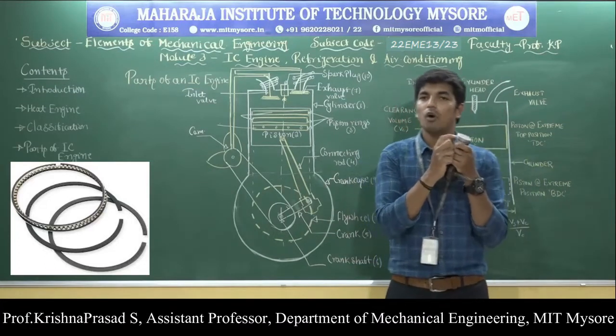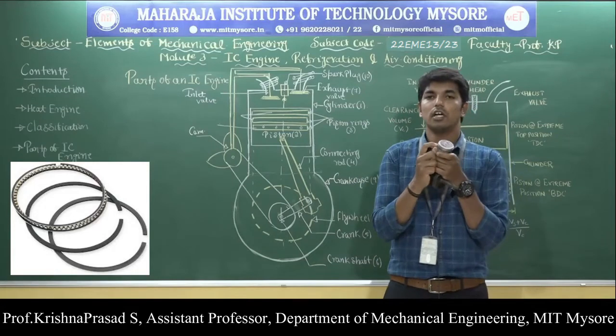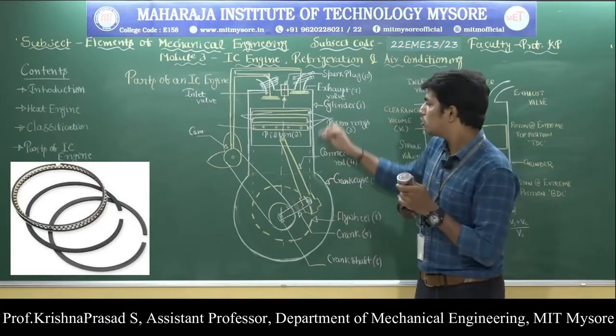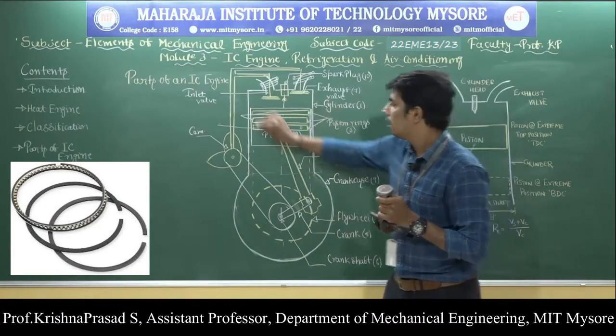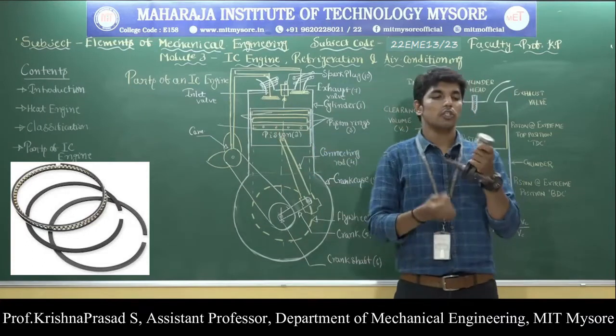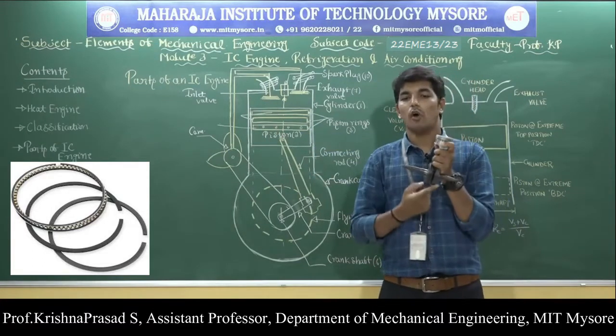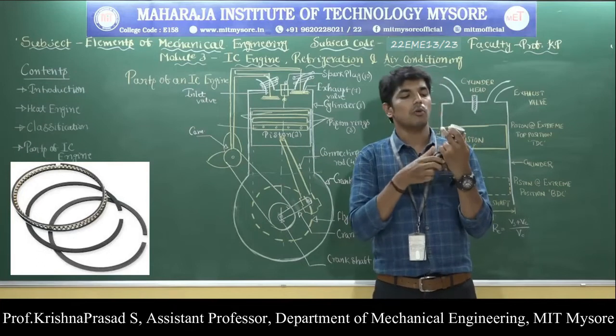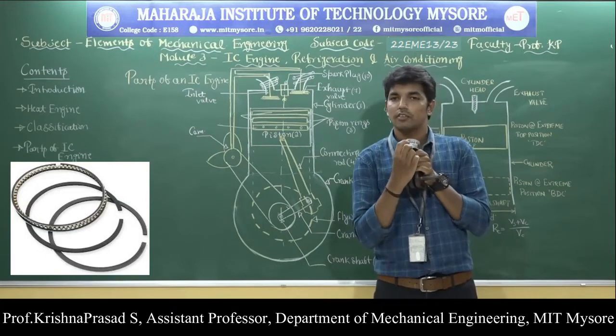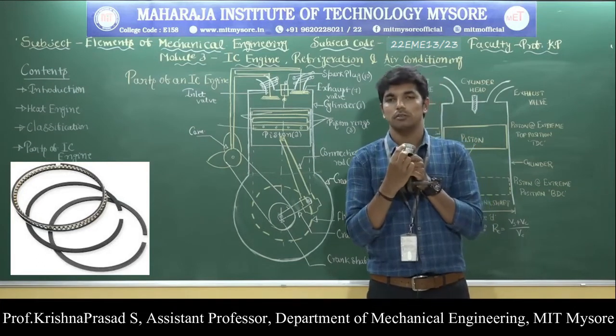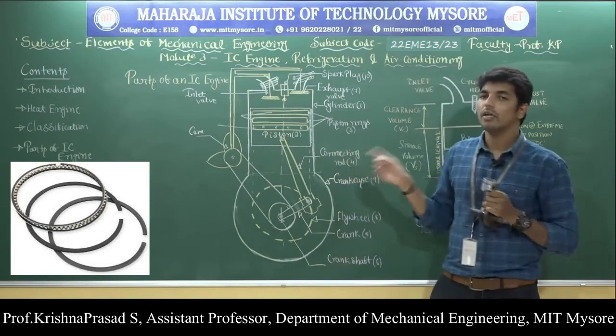Then what is meant by the oil ring? The oil rings extract the excess lubricating oil present at the engine cylinder and send it back to the oil sump through the oil holes provided in the piston. Observe here, these are all called the oil holes. So this is regarding the piston ring.